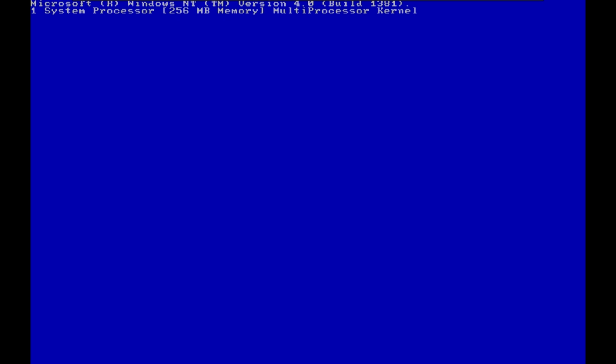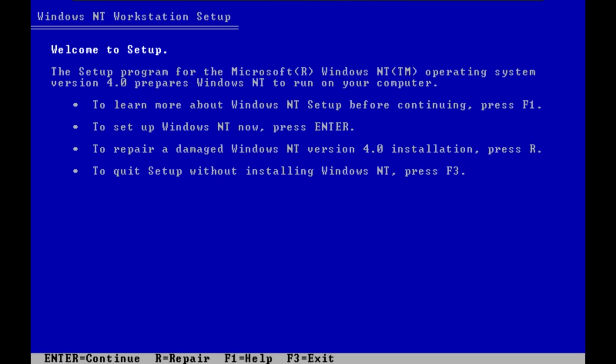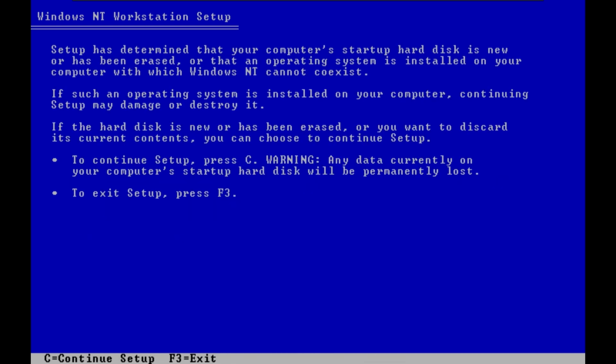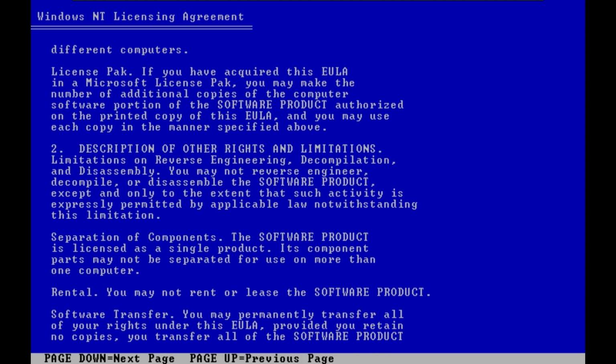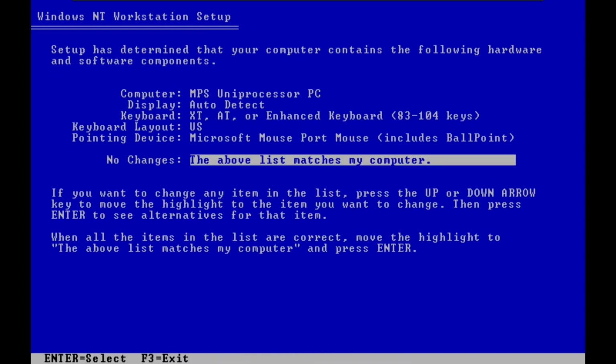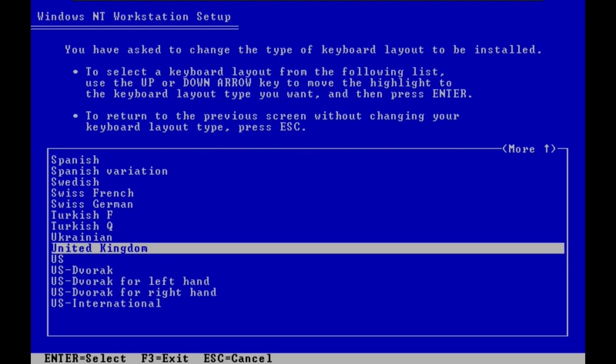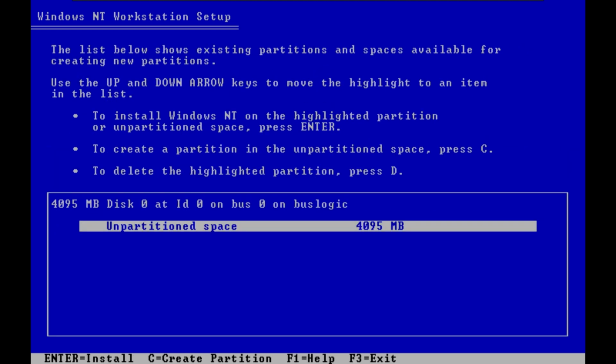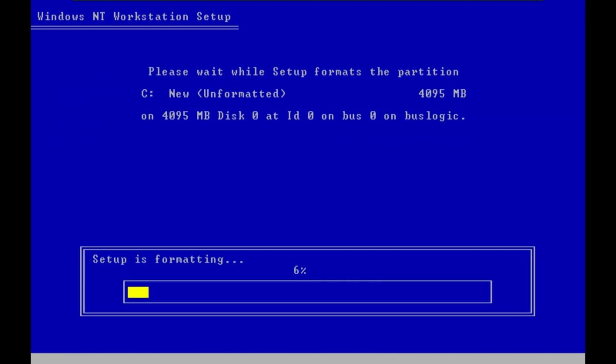NT4 replaced Windows NT 3.51. It became Microsoft's primary business offering, before being replaced with Windows 2000. Windows NT4's GUI was based heavily off of the Windows 95 one.